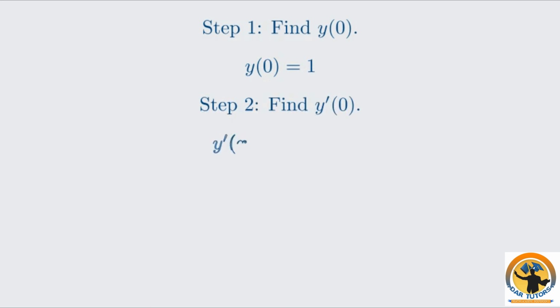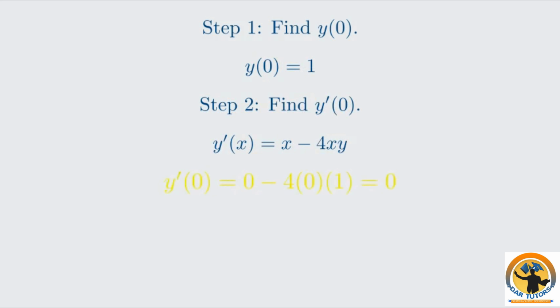Let's see how this works with an example. Consider the differential equation dy/dx equals x minus 4xy, with the initial condition y of 0 equals 1. We want to find the first 3 non-zero terms of the Maclaurin series for y. First, we have the initial condition, so y of 0 is 1. Next, we find y prime of 0. We substitute x equals 0 and y equals 1 into the differential equation. This gives y prime of 0 equals 0.